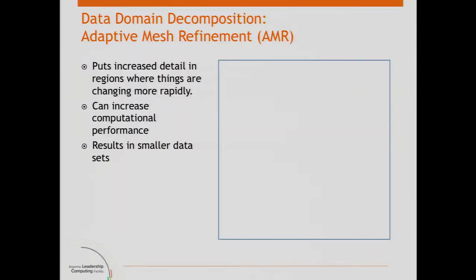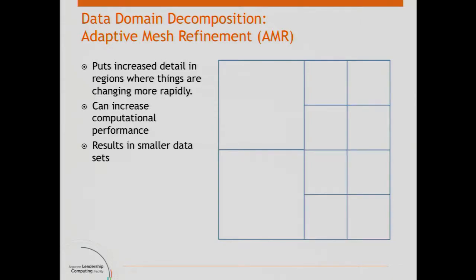So another example of a different way to decompose the domain is adaptive mesh refinement, which you may have heard about. Essentially what it does is it puts more detail in regions where things are changing more rapidly or more quickly. And this can increase both computational performance and result in a smaller data set. So for example, I can keep subdividing this data set, this grid, into smaller regions where things are changing more quickly.